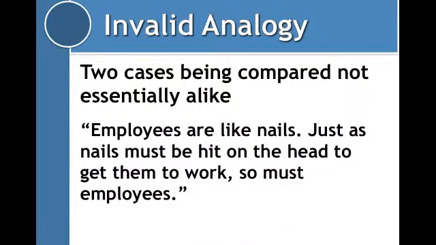Then we have something called an invalid analogy. Now, this is a pretty amusing example. Employees are like nails. Just as nails must be hit on the head to get them to work, so must employees. Obviously, the speaker is saying that employees and nails are essentially alike, but really, there's not enough similarity between employees and nails to prove that what's true for one is also true for the other. Now, make sure when you're using analogical reasoning that the two things are similar enough that your argument is valid.